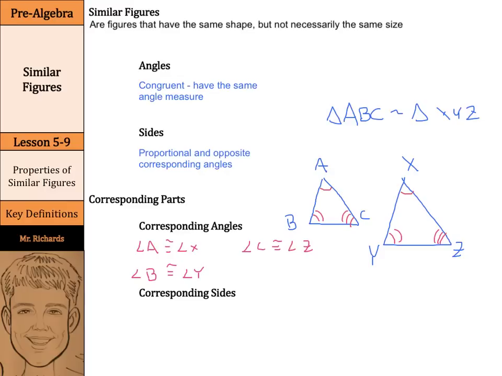And as for the corresponding sides, side AB is going to correspond with XY. BC is going to correspond with YZ. And AC is going to correspond with XZ.